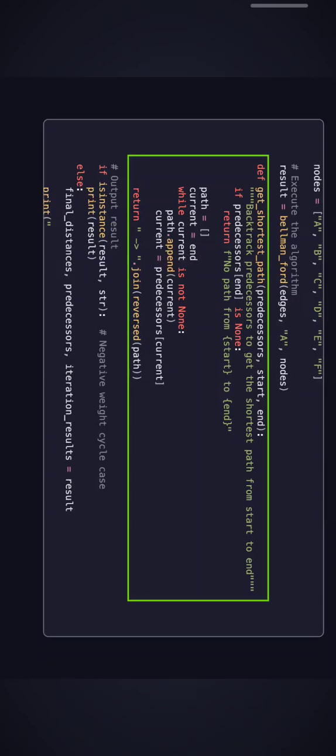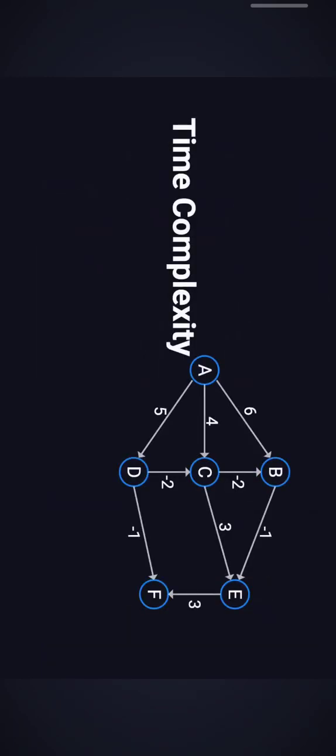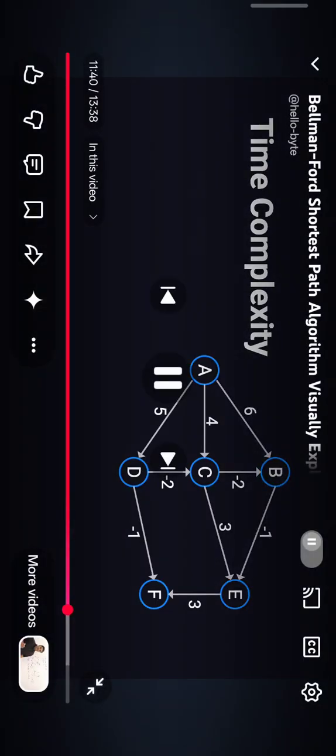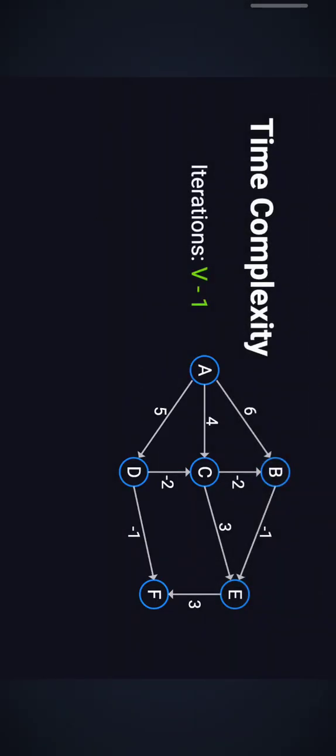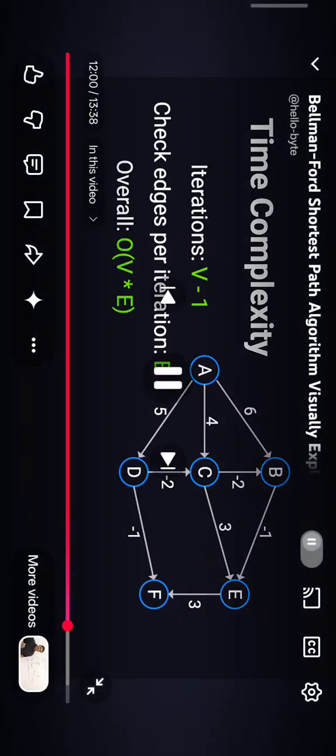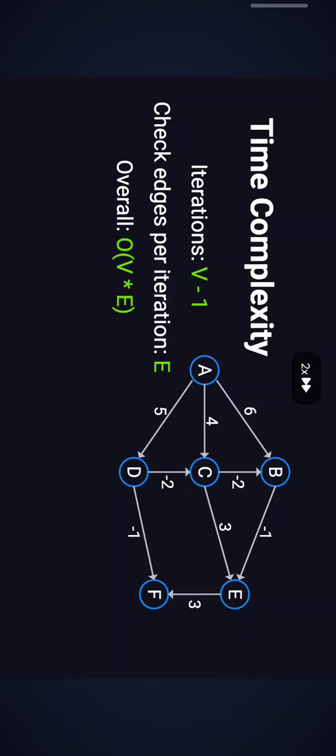The time complexity of the Bellman-Ford algorithm is fairly straightforward to analyze. The algorithm performs V-1 iterations, where V is the number of nodes, and in each iteration it checks all E edges. Therefore, the overall time complexity is O(V × E). This means that as the number of nodes and edges increases, the execution time also increases. For sparse graphs, those with fewer edges, this complexity is typically manageable.